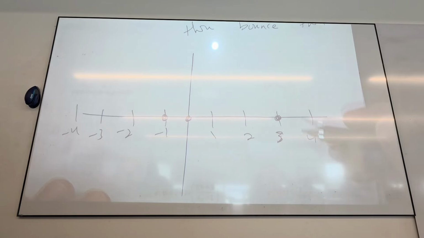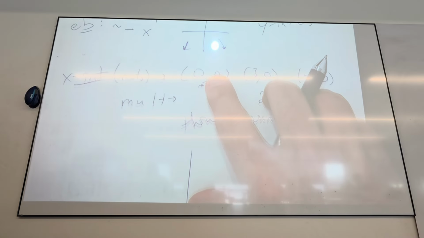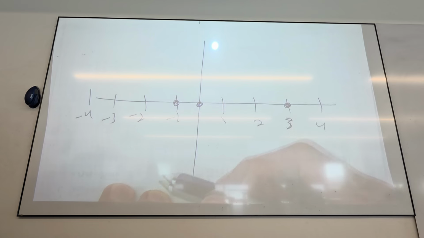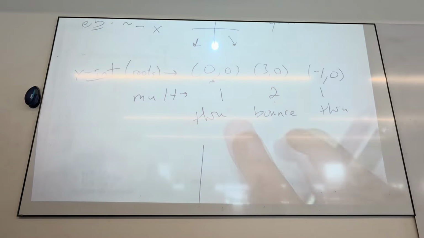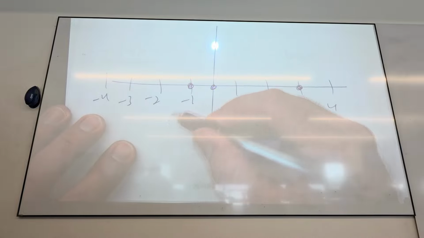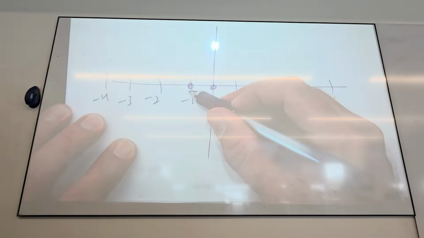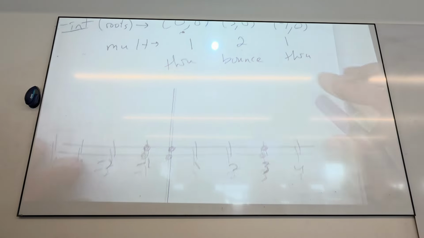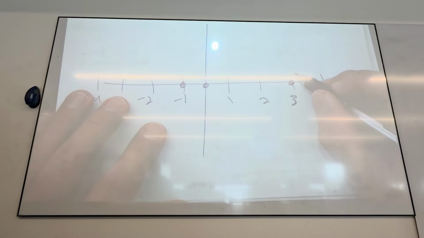So let me ask you this. Where do I start graphing this? Do I start up here or do I start down here? Because it's negative, end behavior tells me. So I would start down, and then what am I going to do at -1? Go through. The only one I'm going to bounce at is at 3.